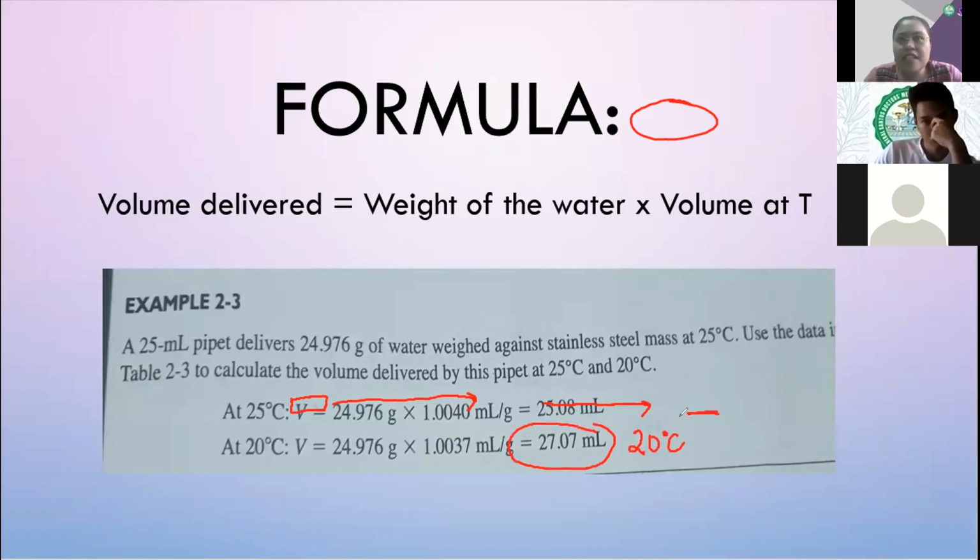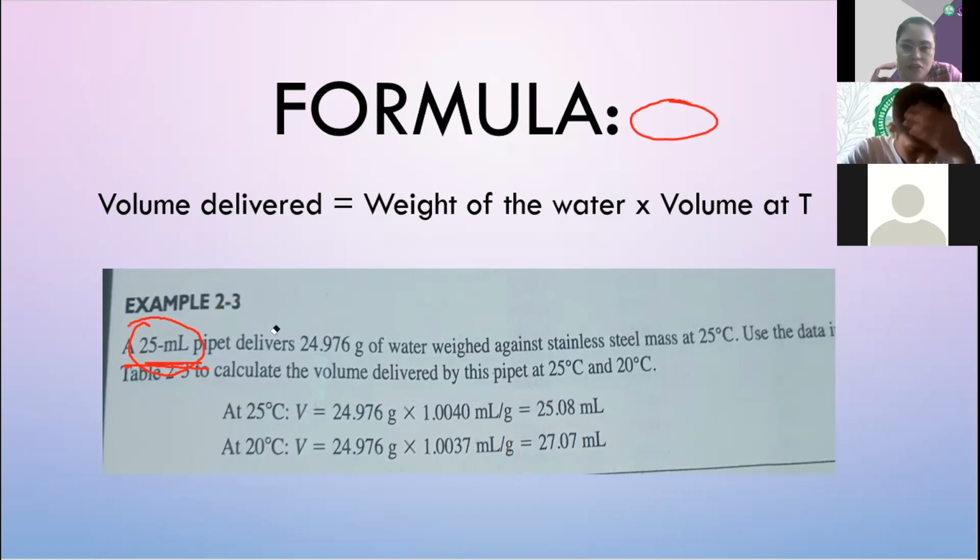Again, it varies just like the weight. The volume also varies depending on the temperature of the liquid being measured. So we need to correct it using the table. Supposedly, it should deliver 25 ml, but when we checked, this is only the weight of 25 ml of water. So we need to correct it. At 25 degrees Celsius, the true volume it delivered is actually over 25.08. But at 20 degrees Celsius, it will be even higher. That's 27.07.